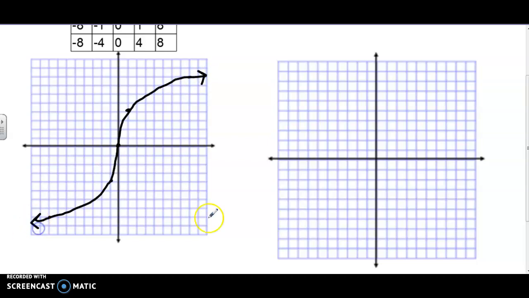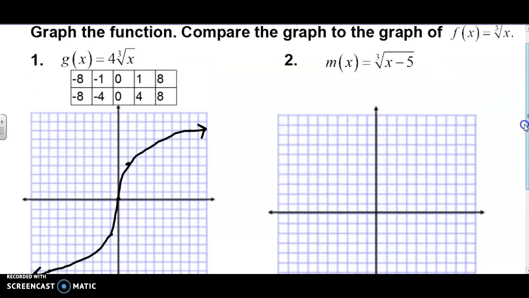Alright, so that is our graph of g of x equals 4 times the cube root of x. So comparing the graph, it is a vertical stretch by a factor of 4. Okay, so number 1 is a vertical stretch by a factor of 4.